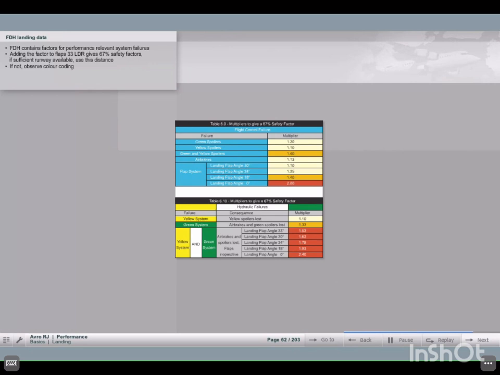If it is not practical to use the fully factored distance, check the multiplier color code. If the color code is pale or amber, use the flap 33 landing distance required. For a pale background, a safety factor of at least 33% will be given for a wet or dry runway as appropriate. For an amber background, you have only 15% safety factor for either wet or dry runways when using the scheduled flap 33 landing distance without the multiplier.